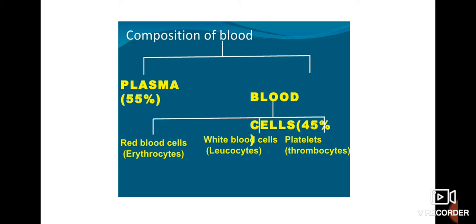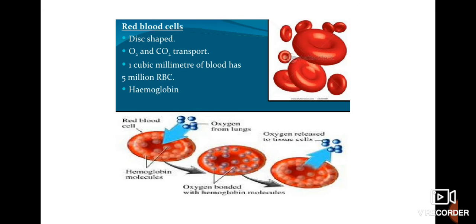Now, moving across with blood, blood is a fluid connective tissue that has a liquid matrix in the form of plasma. Plasma comprises 55% of the total blood volume and has water, proteins, hormones, and other essential nutrients. The remaining 45% comprises the blood cells like red blood cells, white blood cells, and platelets.